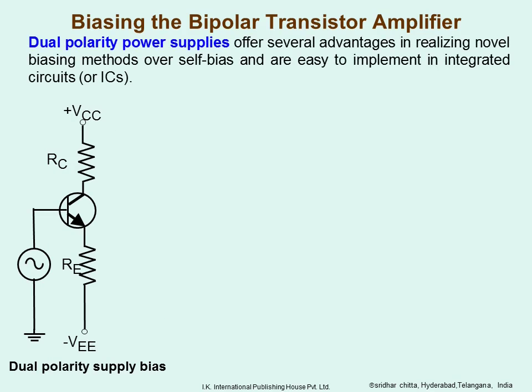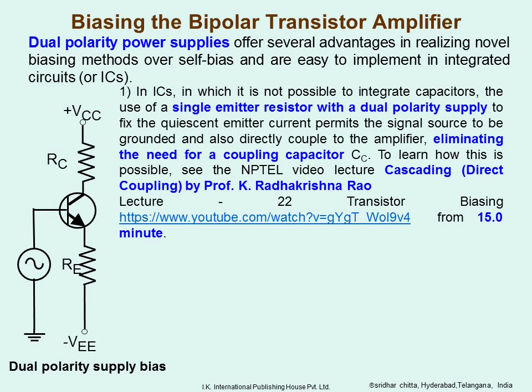Dual polarity power supplies offer several advantages in realizing novel biasing methods over self-bias and are easy to implement in integrated circuits or ICs. In ICs in which it is not possible to integrate capacitors, the use of a single emitter resistor with a dual polarity supply to fix the quiescent emitter current permits the signal source to be grounded and also directly coupled to the amplifier, eliminating the need for a coupling capacitor CC.